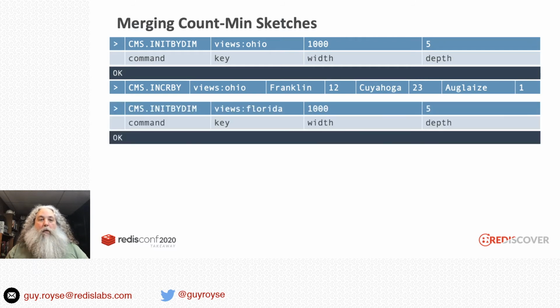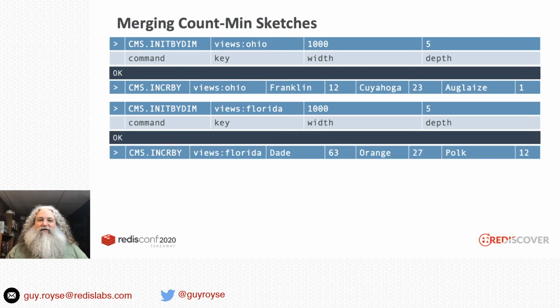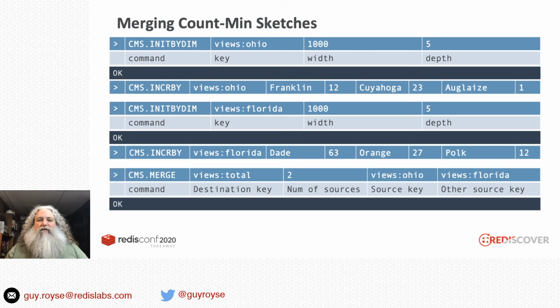So we add these, and then we go ahead and create one for Florida. And same size. They have to be the same size, same width, same depth. And we're going to go ahead and add 63 for Dade County, 27 for Orange County, 12 for Polk County. And then we're going to merge. And here you see we're going to say reviews total. Number of sources is the number of source keys that we want to merge together. So Ohio and Florida are our two, so we put in 2. And then we put in the 2 source keys. And then I'll merge those together. And then you can use that as another min sketch. And you can, of course, then take that count min sketch and merge it with others, and do all kinds of crazy stuff.